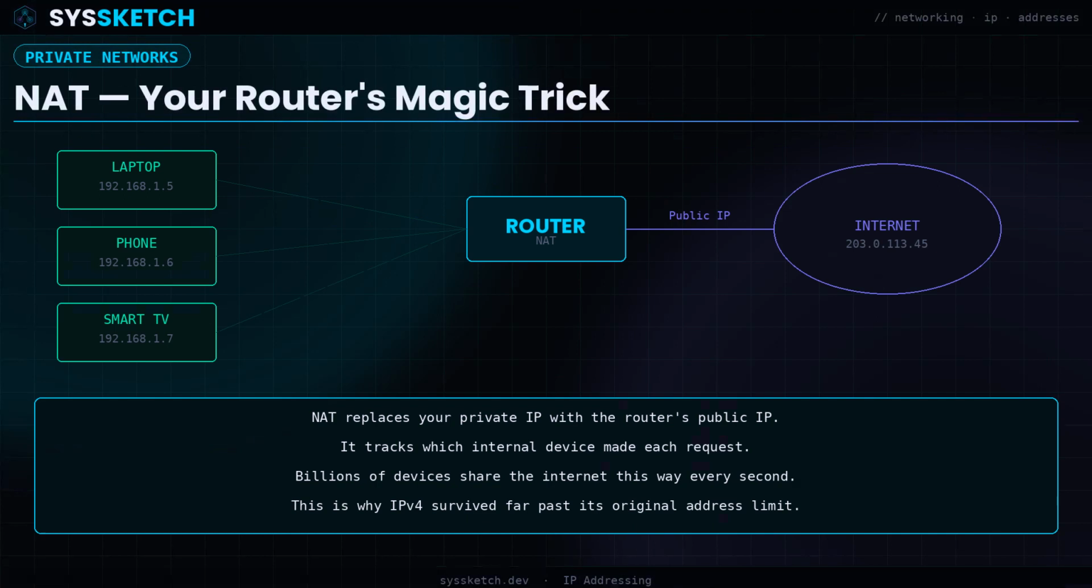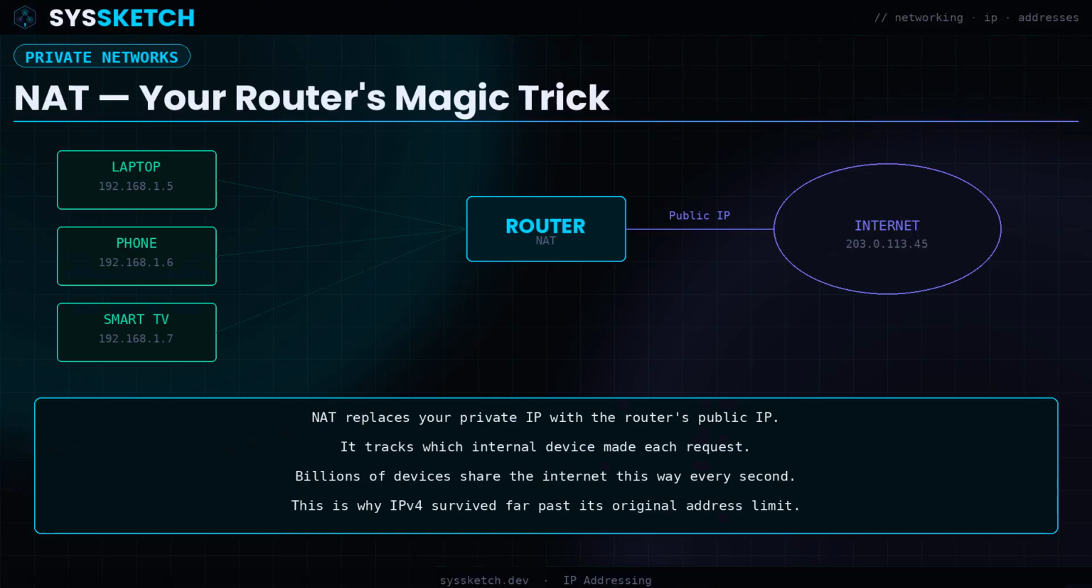Your router manages the boundary between these two worlds using a technique called NAT, Network Address Translation. When your laptop sends a request, NAT replaces the private source address with the router's public address and keeps a record of which internal device made that request. When the response comes back from the internet, NAT routes it to the right device on your private network. Billions of devices share the public internet through this mechanism every single second.